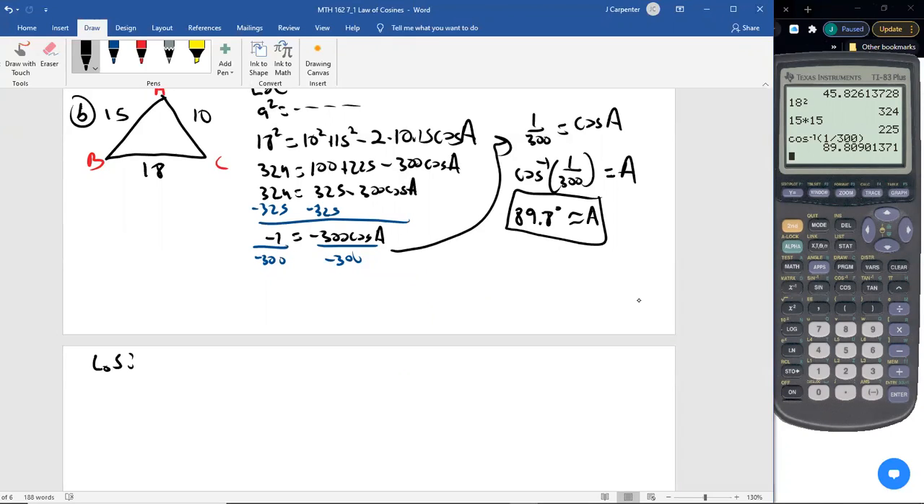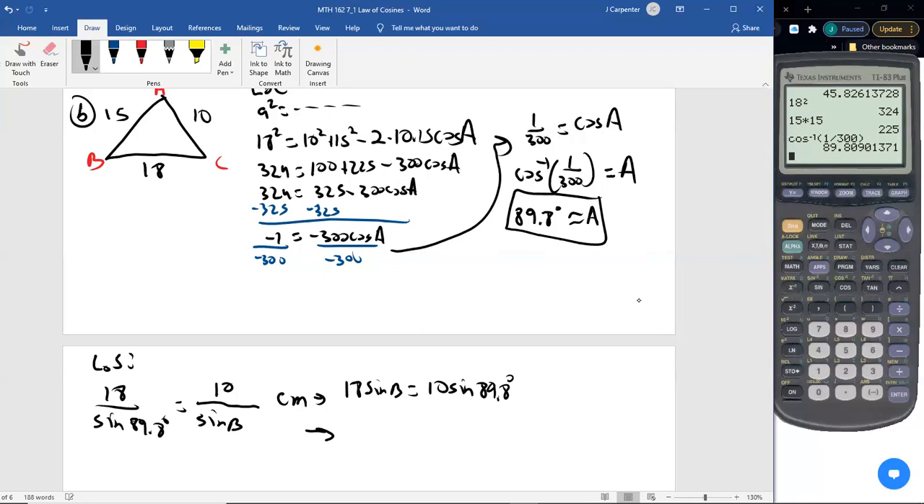So what do we have completed? We have the A's completed, which is 18 over the sine of our 89.8 degrees. And then we can go after the B's or the C's. It doesn't matter, I'm going to go after B's because alphabetical order. So 10 over the sine of B. You cross multiply and you get 18 sine of B equals 10 times the sine of 89.8 degrees. Divide by the 18, so we get sine of B equals 10 sine of 89.8 degrees divided by the 18.